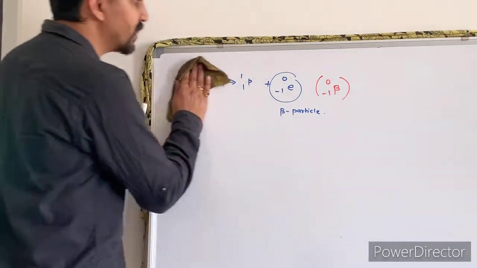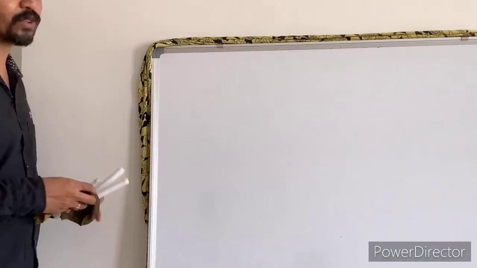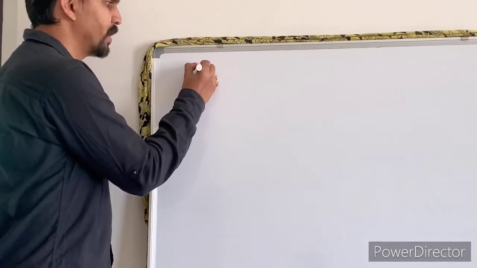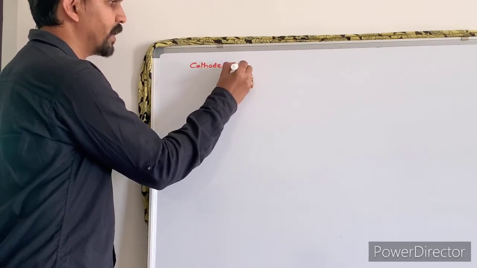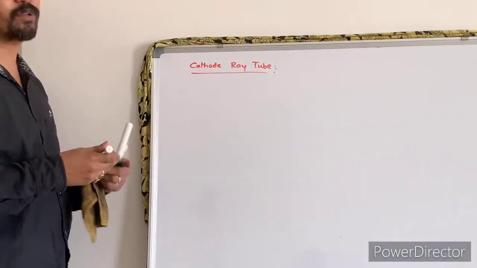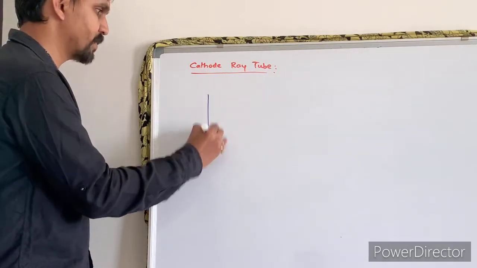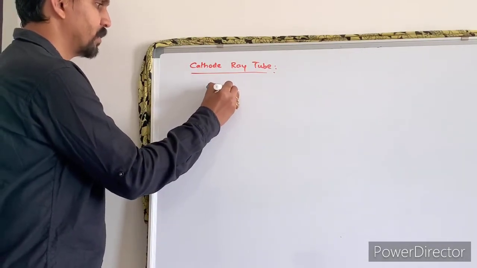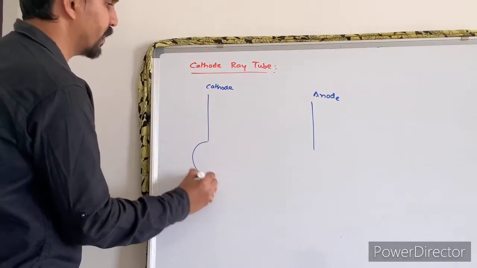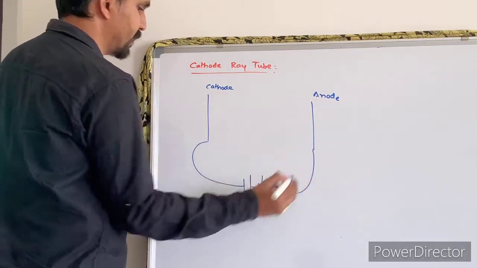Now, what is the difference between cathode rays and beta particles? For that, what is cathode? You have a cathode ray tube. Actually, this part is removed from your syllabus. Earlier it was there. What are cathode rays? So here, this is my cathode, this is my anode. These two are connected with the help of a high tension battery.